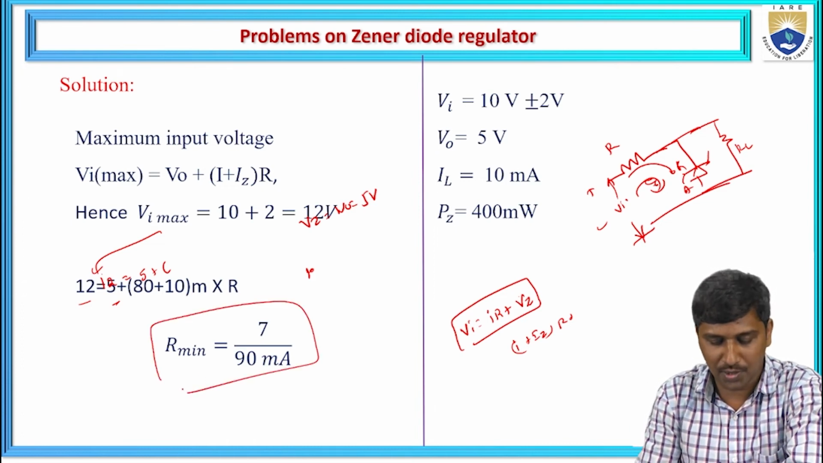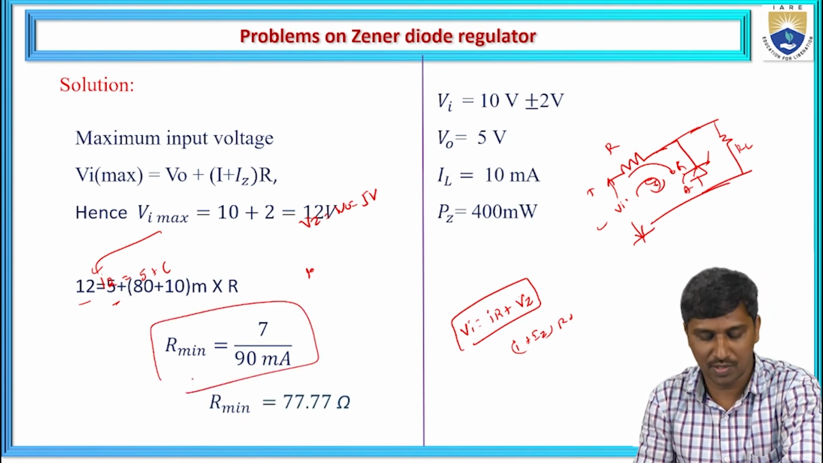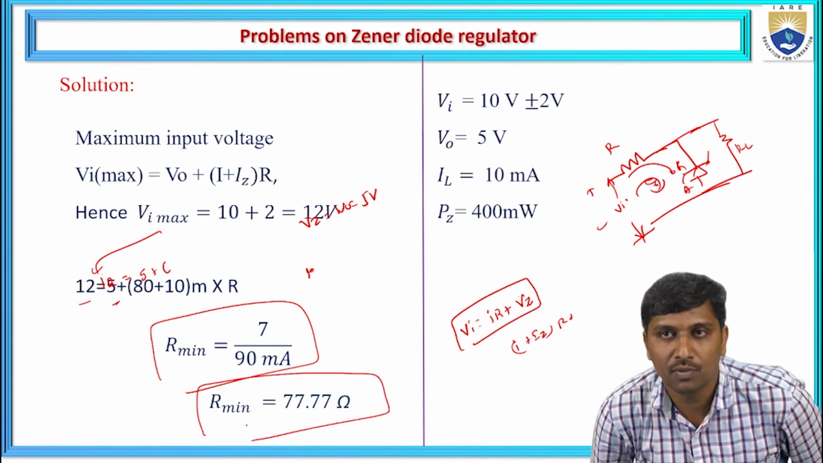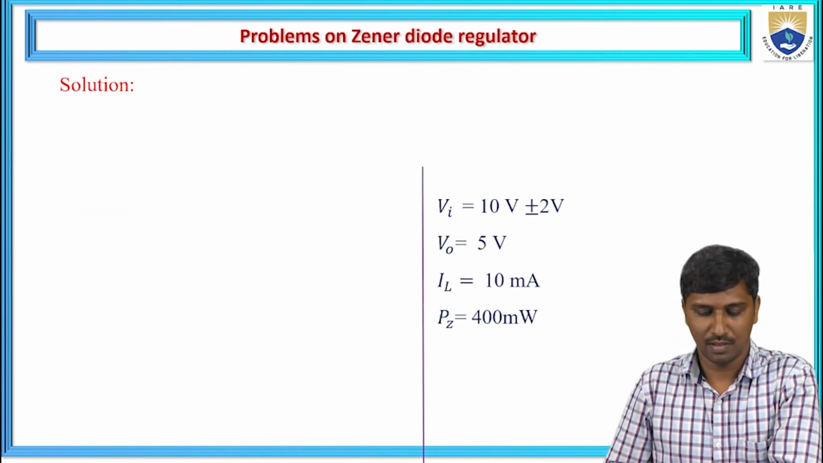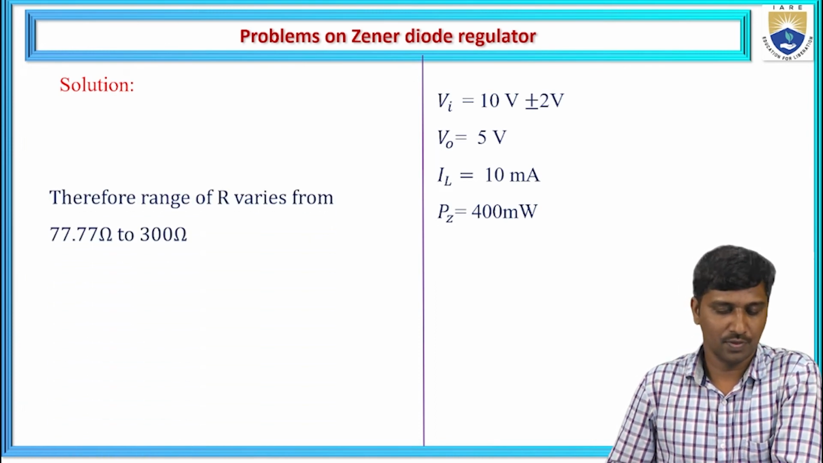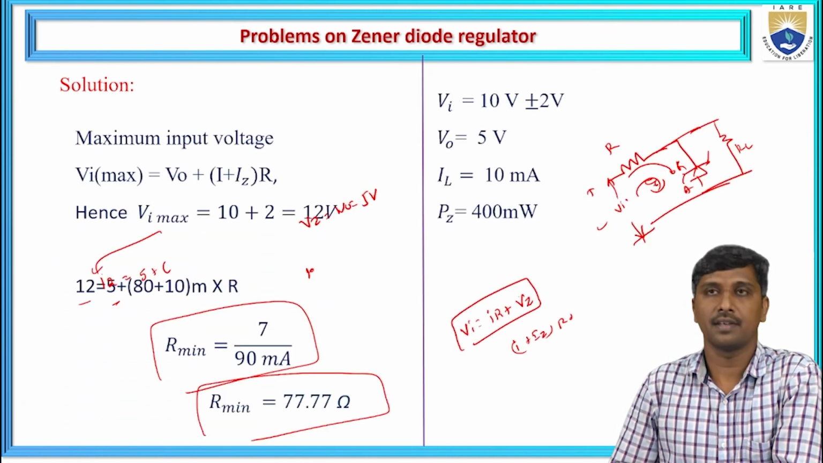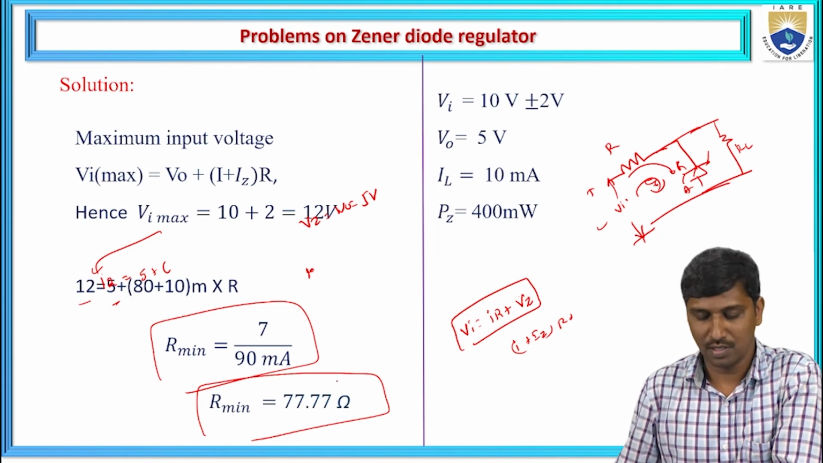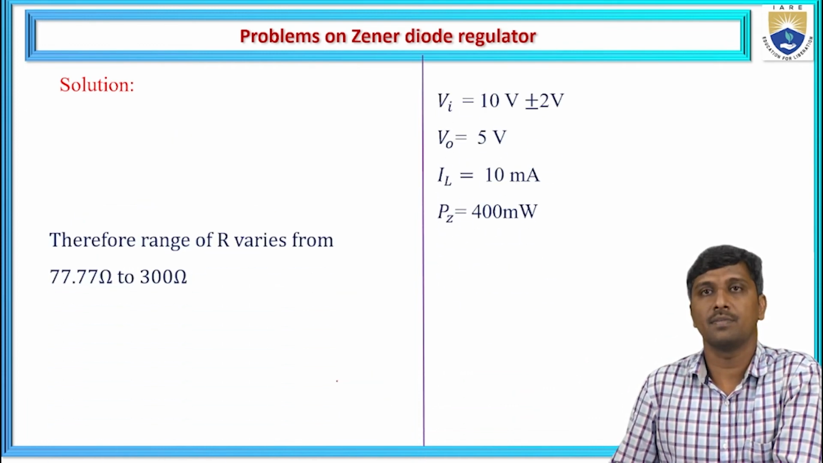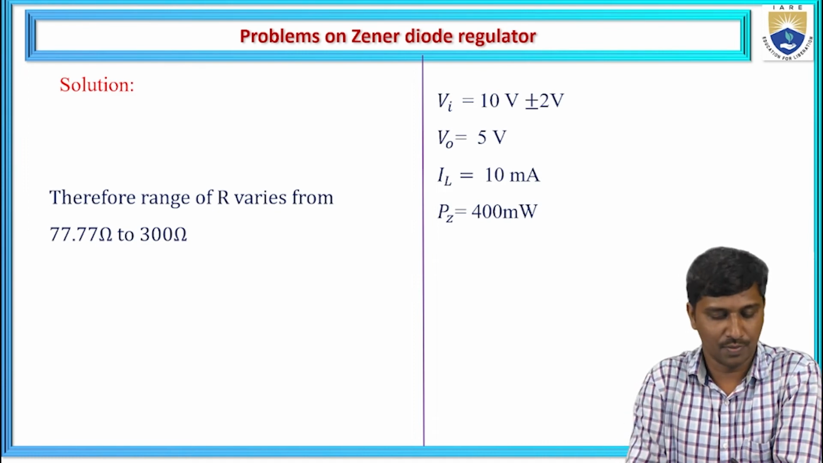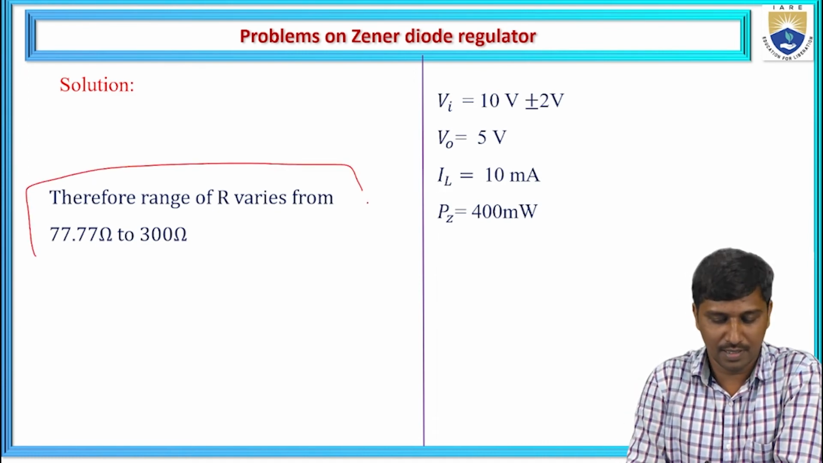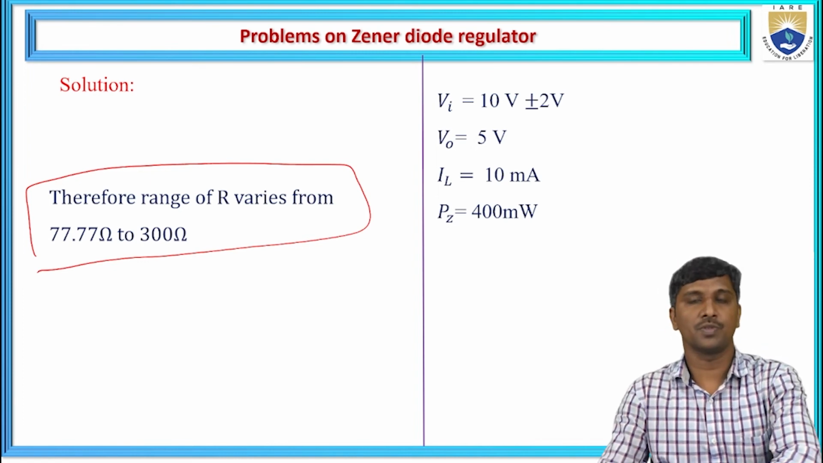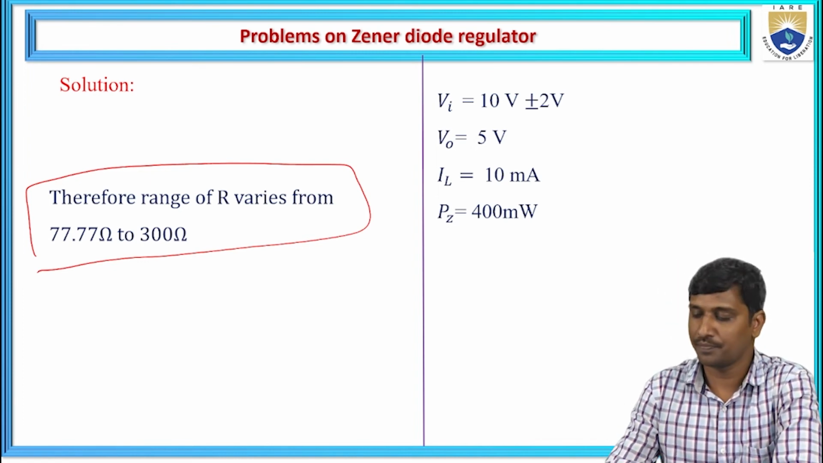Solving this ratio, R minimum gives 77.77 ohms. Therefore, the value of R lies between a minimum of 77.7 ohms and a maximum of 300 ohms. That is the range. The range of R varies from 77.7 ohms to 300 ohms.